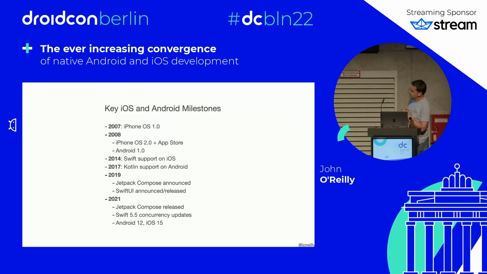Fast forward then to 2014, Swift is now supported on iOS, and 3 years later, Kotlin on Android. Languages, as we've mentioned, that are significantly more similar to each other than Java is to Objective-C. 2019 then was a key year for UI development on both platforms. Jetpack Compose was announced at Google I/O that year and formally released in 2021. SwiftUI then was announced at WWDC that year and released later that year. And lastly, we saw the announcement of the new Swift 5.5 concurrency functionality at WWDC 21.